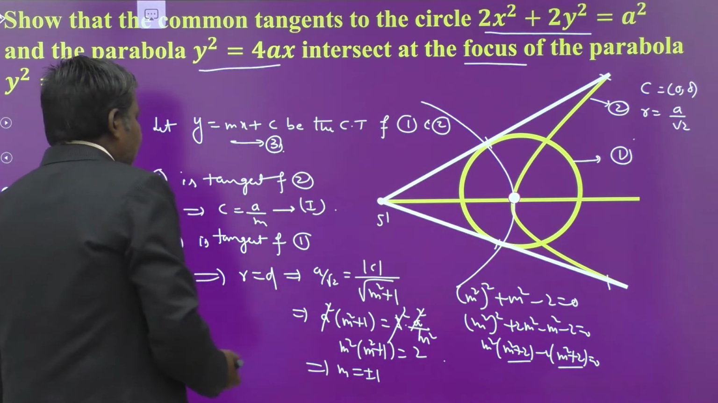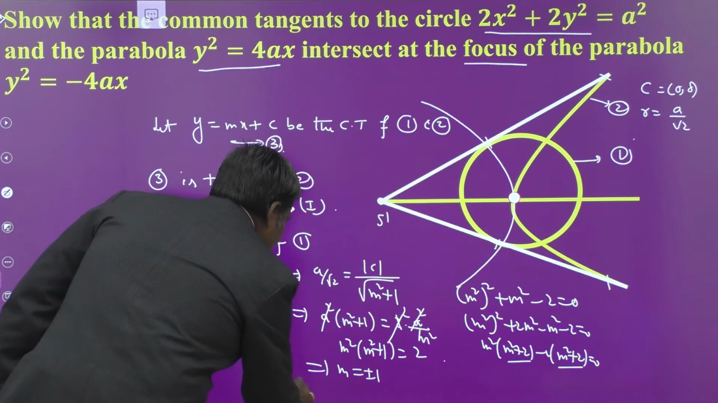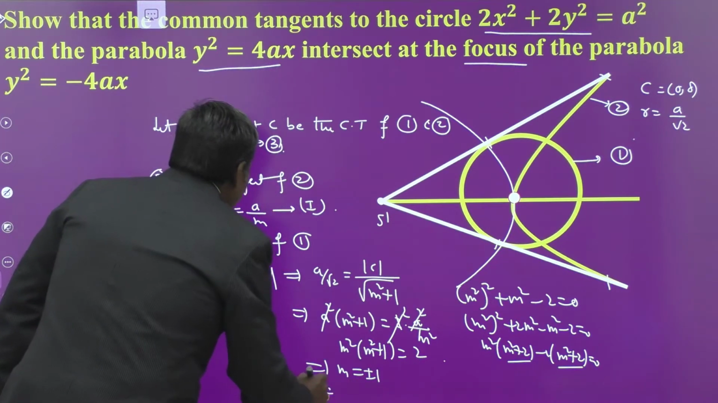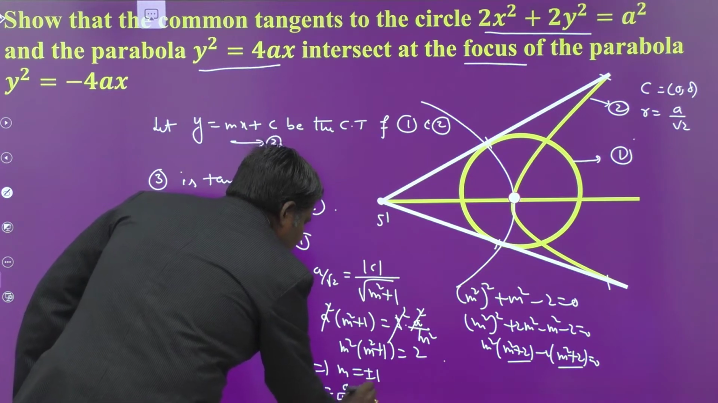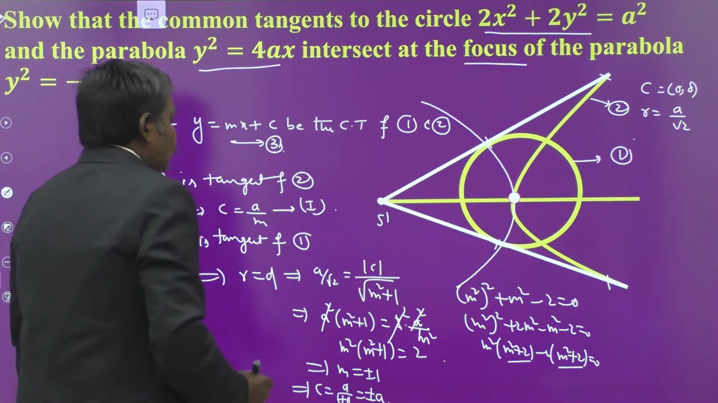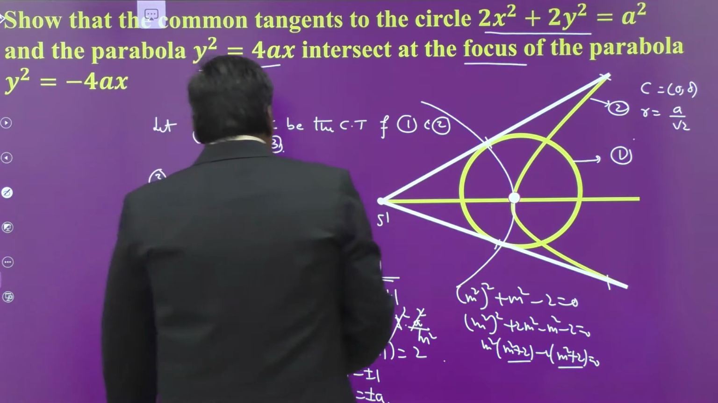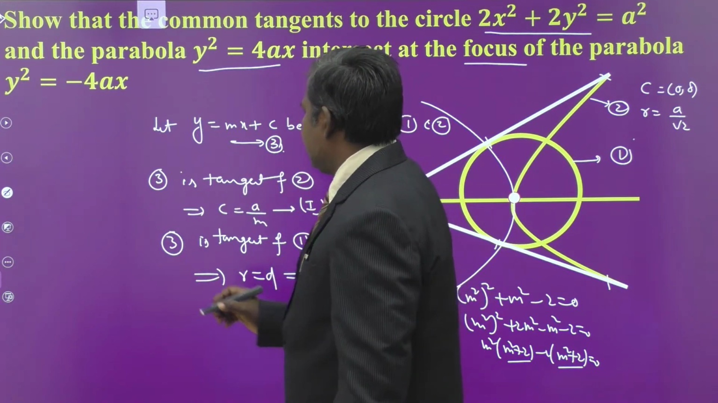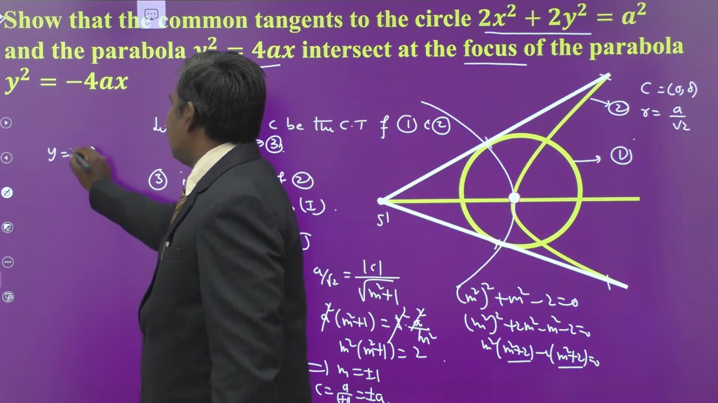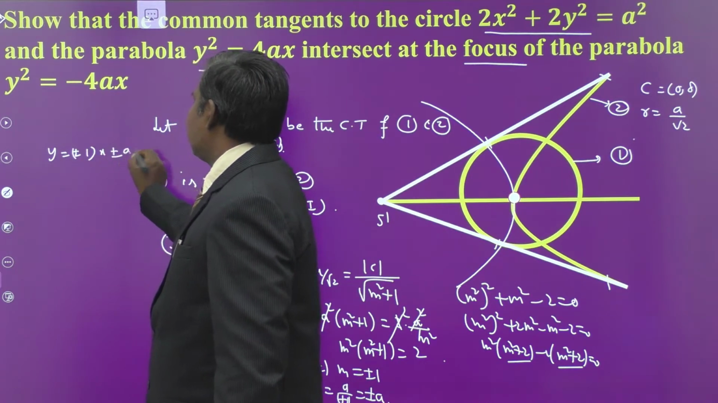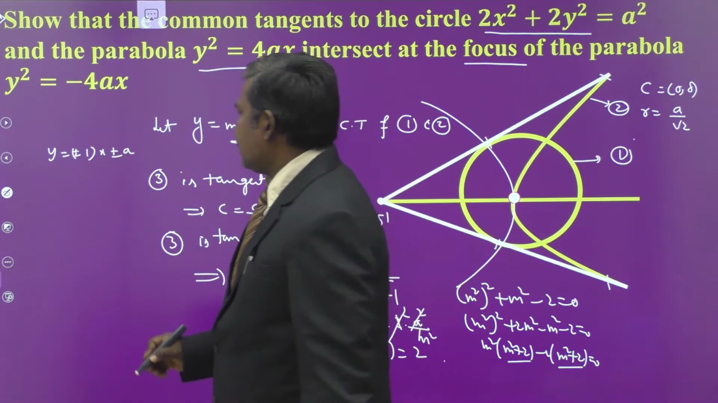Therefore, the value of m is plus or minus 1. Hence, c is equal to a by plus or minus 1. A by plus or minus 1 means plus or minus a. So, what are the equations? The equations of common tangents to the parabola are y is equal to plus or minus 1 into x plus or minus a. Am I correct or not?